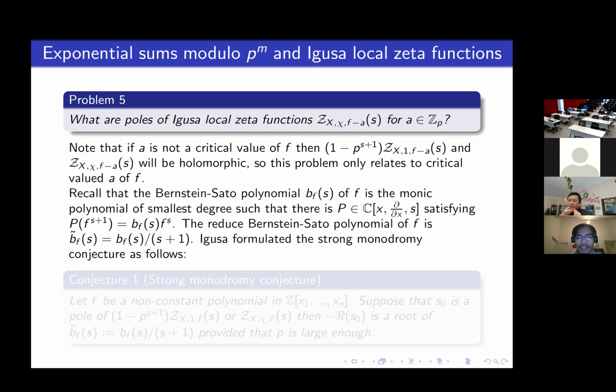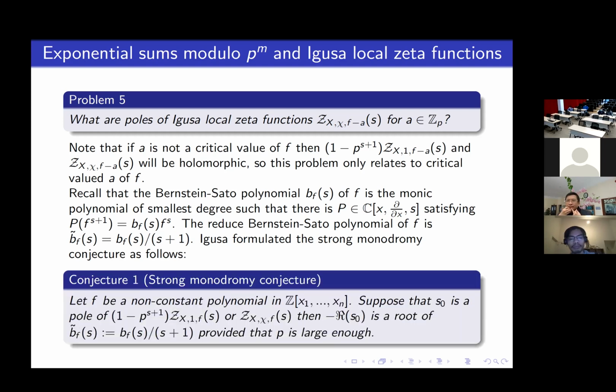And some people also consider the reduced Bernstein-Sato polynomial of f, defined by b_f(s) over s plus 1. Note that s plus 1 is always a factor of b_f(s), so we can use this quotient. And so Igusa formulated the strong monodromy conjecture.